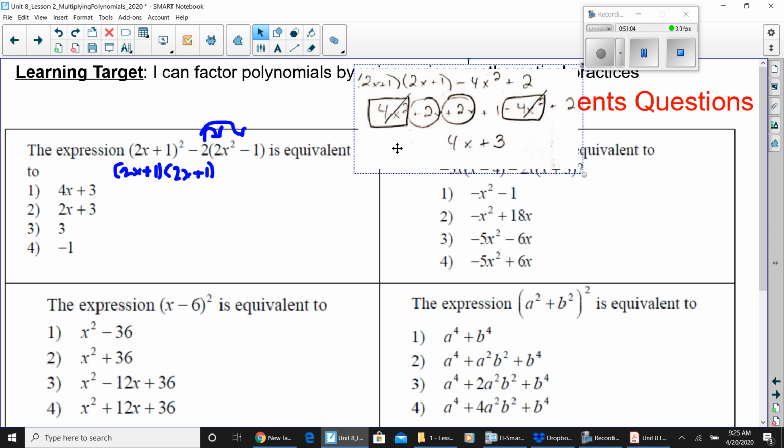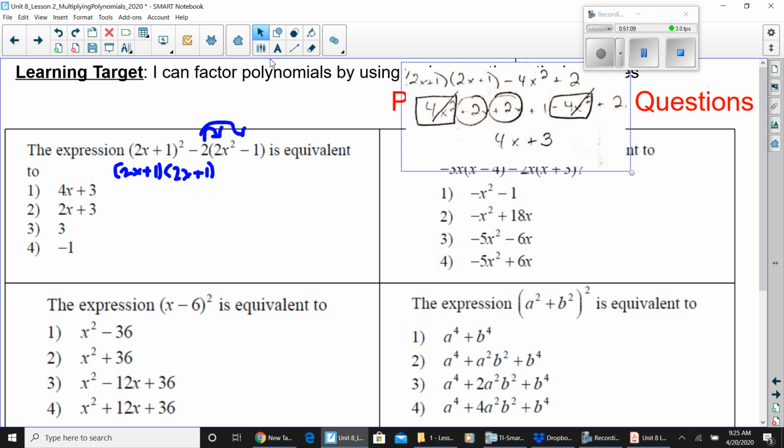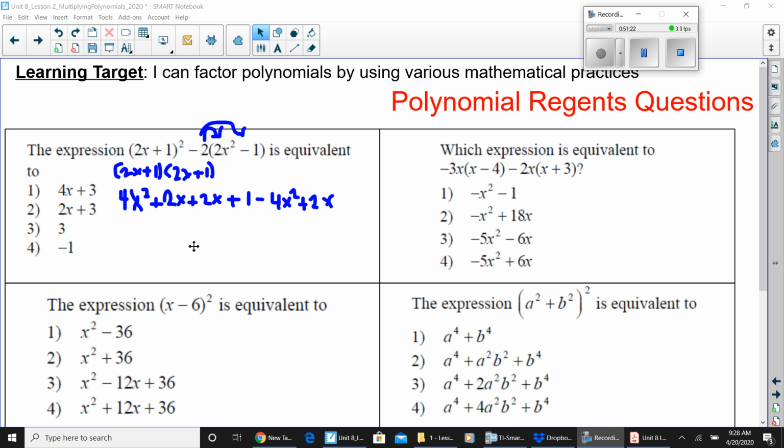So you have the 2x plus 1 times the 2x plus 1. That comes out to be 4x squared. Press pause now. So this is what I was trying to do before. This 2x plus 1 times 2x plus 1, it comes out to be, I have to do 2x times 2x is 4x squared, 2x times 1 is 2x, 1 times 2x is 2x, and then 1 times 1 is 1. All right, so that's the answer to that.